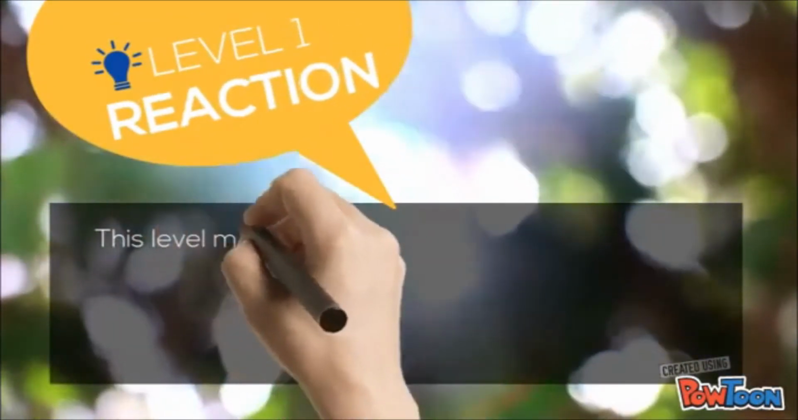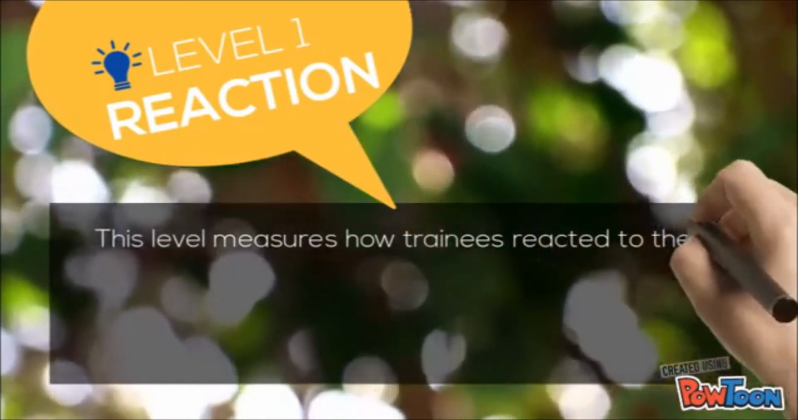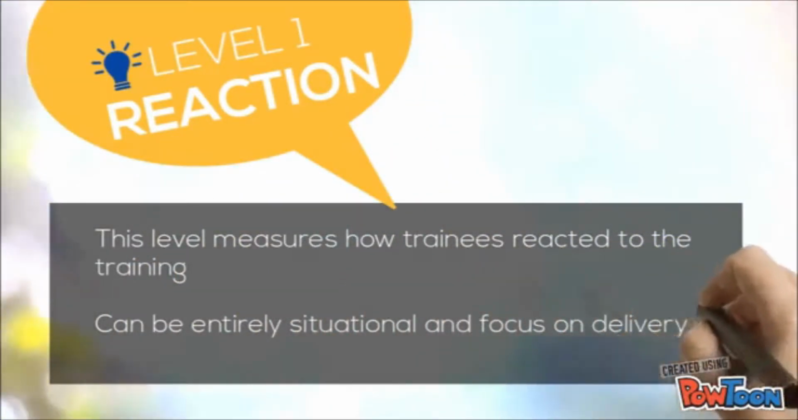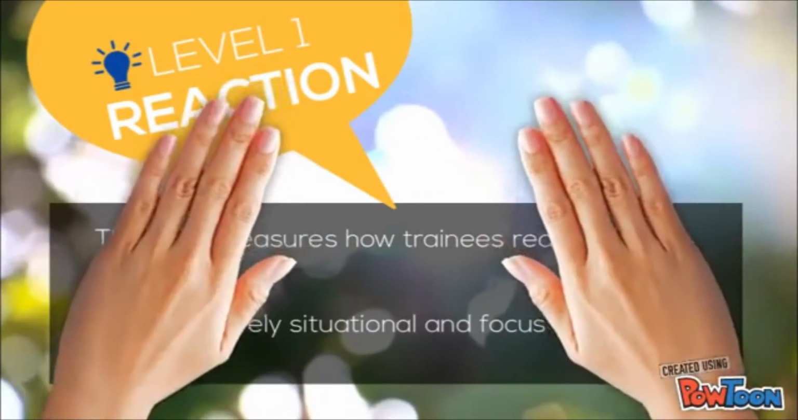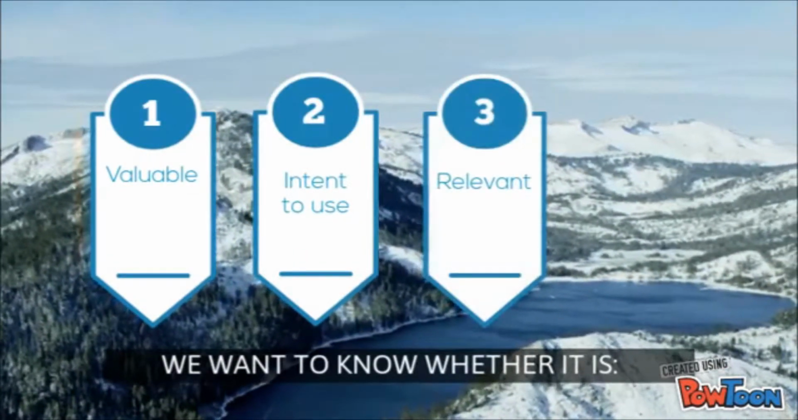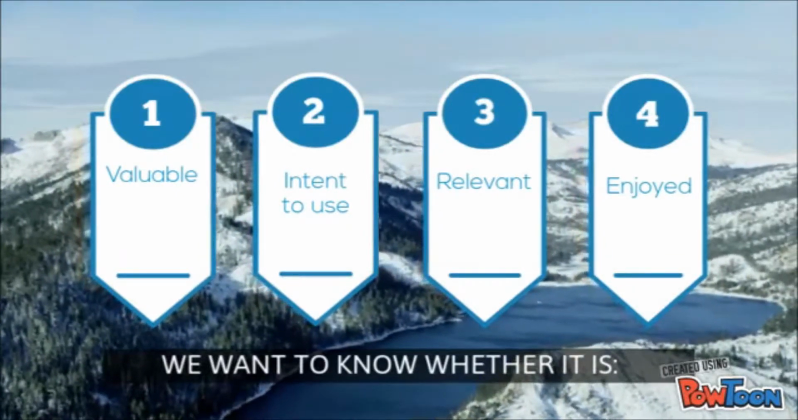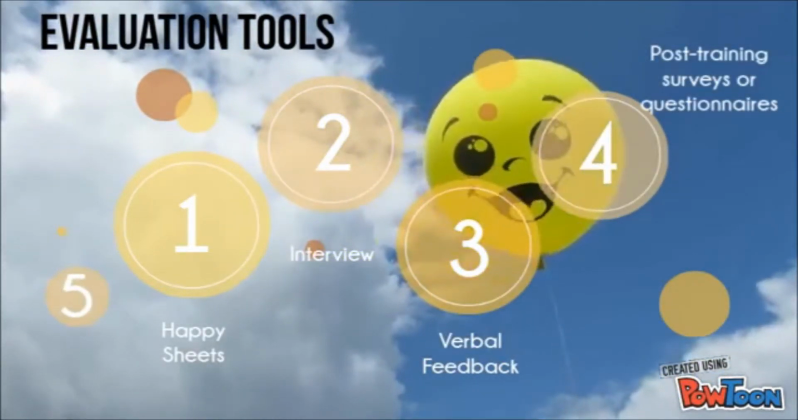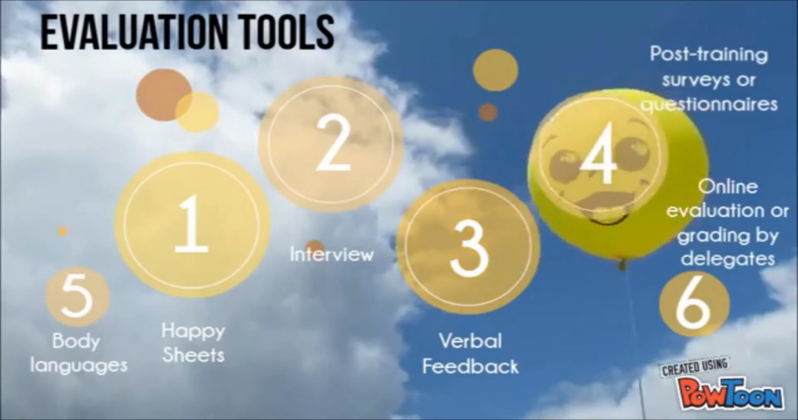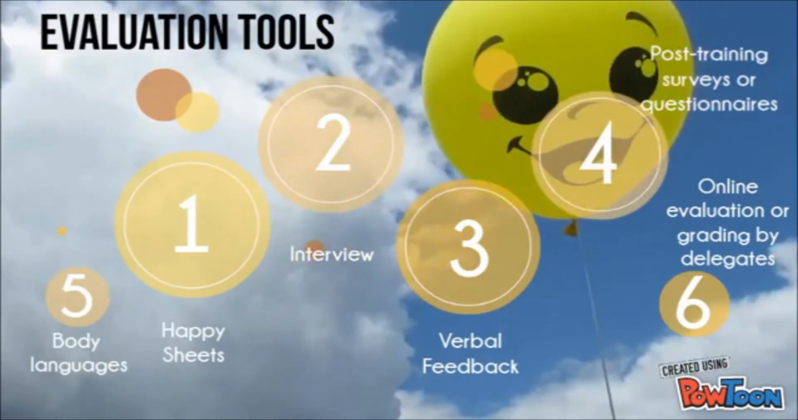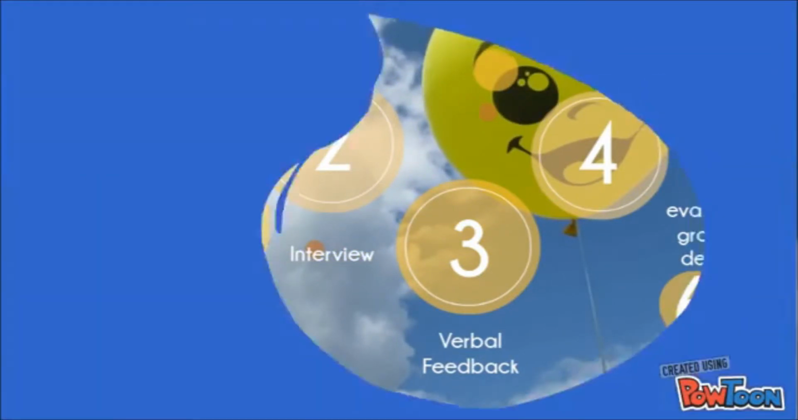The first level is called reaction. This level measures how trainees reacted to the training. It can be entirely situational and focus on the delivery aspect. We want to know whether it is valuable, whether they intend to use it, whether it is relevant, and whether they enjoyed it. The evaluation tools for this level are happy sheets, interviews, verbal feedback, post-training surveys or questionnaires, body language, and online evaluation or grading by delegates.